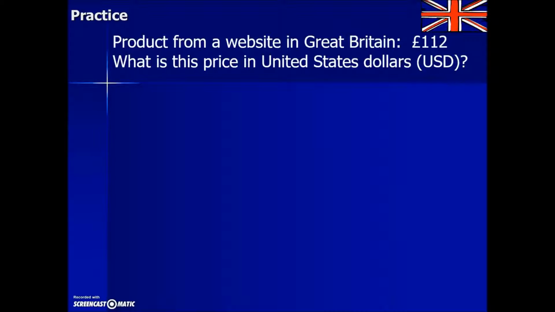In this next example, we have a product that in Great Britain has a cost of 112 pounds. What is that equivalent price in US dollars? To do this conversion, the same procedure is used. We will write the given value as a fraction with 1 in the denominator. We're going to multiply it by a conversion factor fraction where the pounds will cancel out in the denominator.